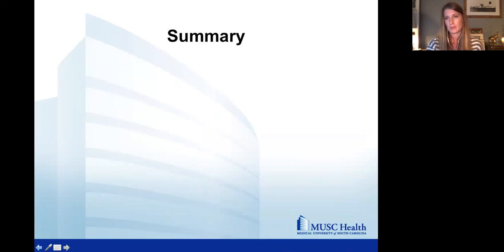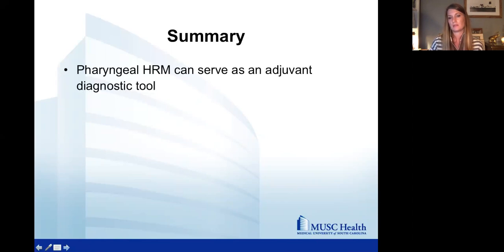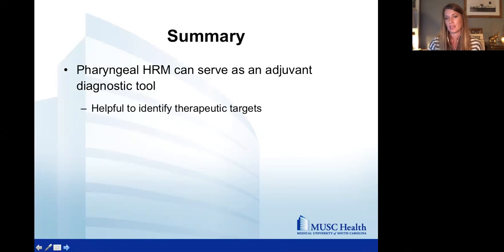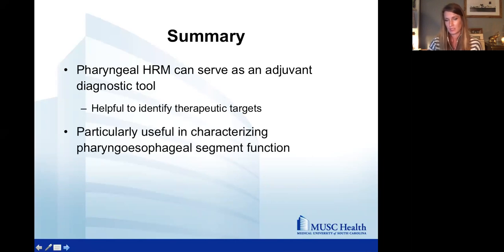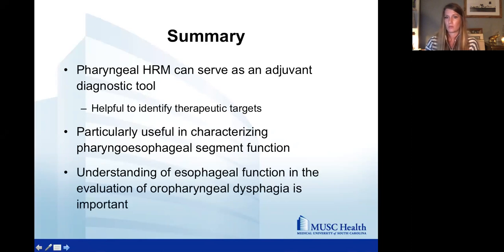So very quickly to wrap up, so we have time for questions. In summary, just a few take-home points. We can use manometry as an adjuvant diagnostic tool. It's helpful to identify our therapeutic targets for setting individualized targeted treatment plans that we can prove to be with efficacy. And it's particularly useful in characterizing PES segment function, where videofluoroscopy or endoscopy may not be able to provide that sort of information.